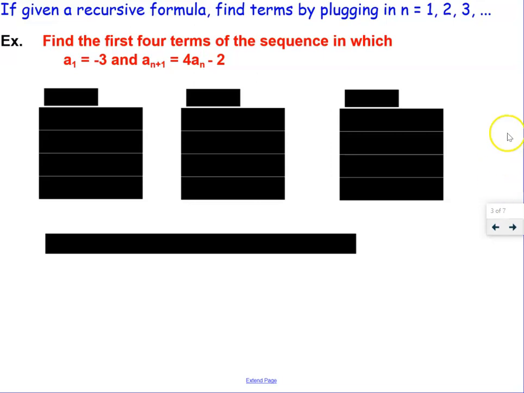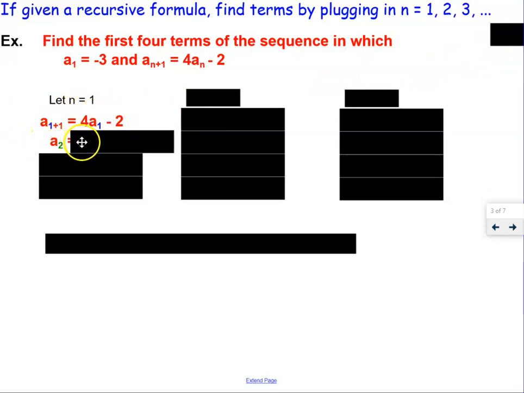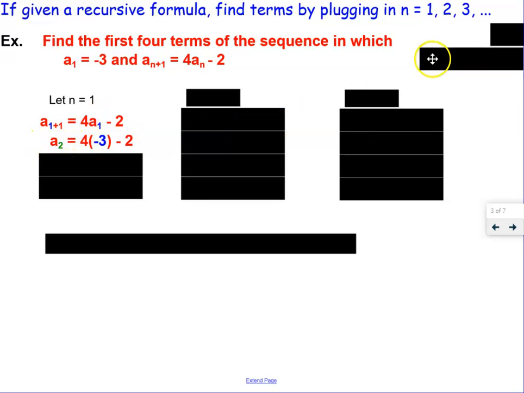So this problem says find the first four terms of the sequence in which a1 is -3, that's the first term is -3, and a sub n plus 1 is equal to 4 times a sub n minus 2. So I'm going to let n equals 1. If I plug in 1 for all the n's, that would be a sub 1 plus 1 equals 4 a sub 1 minus 2. Well, a sub 1 plus 1 is a2, and I know a sub 1, they told us, was -3, minus 2.